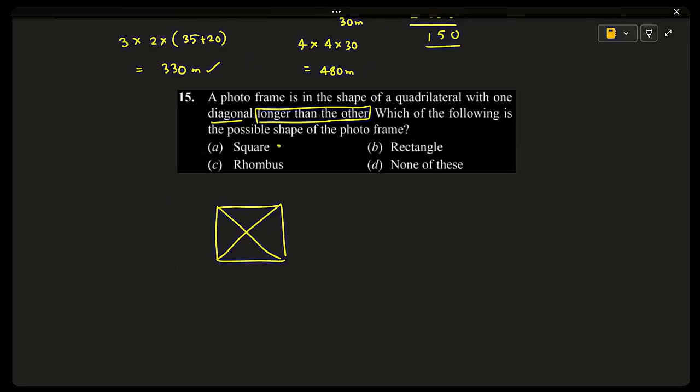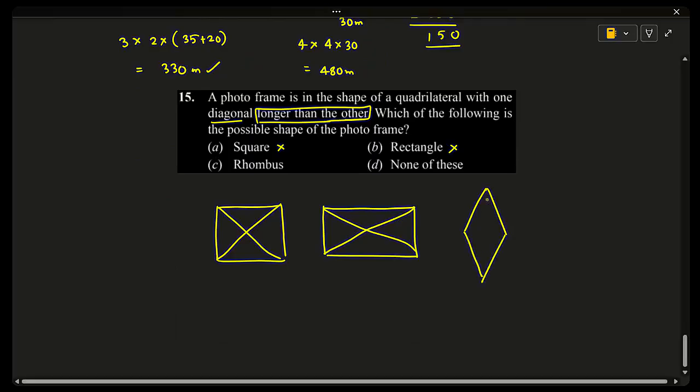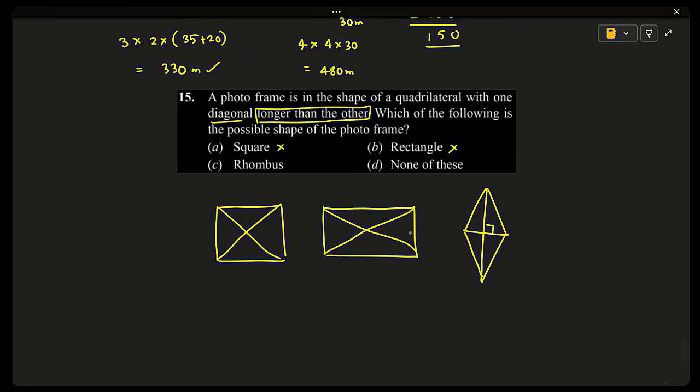So square is eliminated. And rectangle, in rectangle also properties we studied that diagonals of the rectangle are equal in length. So rectangle also not possible. But in rhombus, the diagonals may not be equal, but we studied the property that they are at right angles to each other and they bisect each other. That means this part is equal to this part, equal to this part. But they may not have the equal length. That means longer than the other is possible in rhombus.